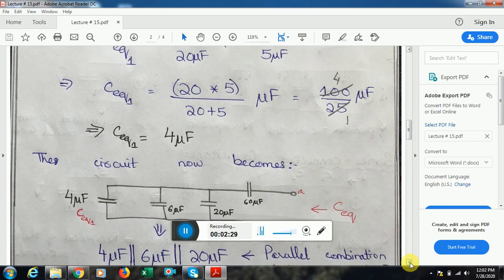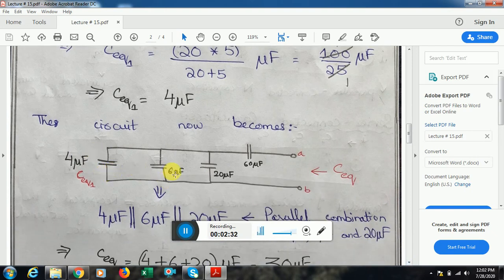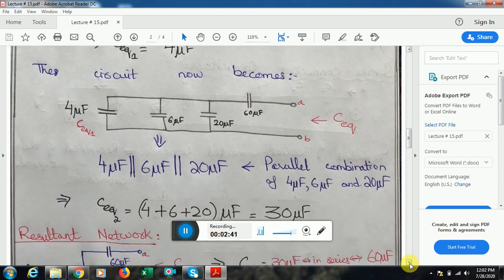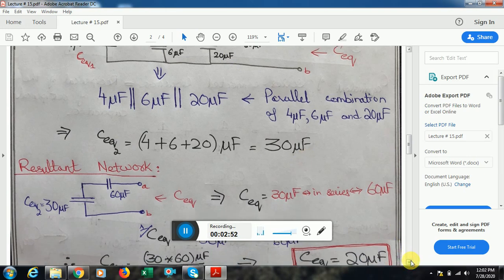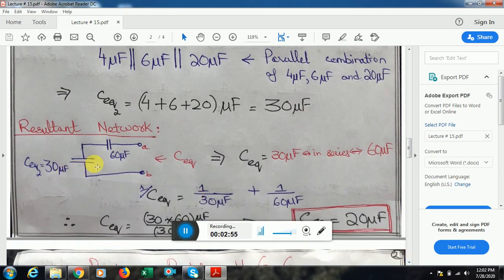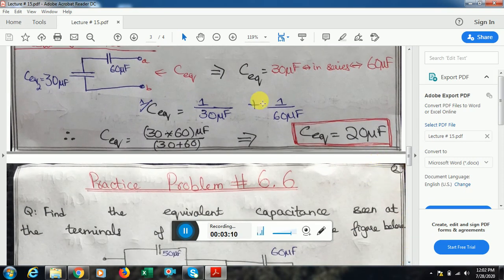Now you can see that these three capacitors, 4 microfarad, 6 microfarad and 20 microfarad, are all in parallel to each other, and the equivalent capacitance of these three will be the sum of all of them, that is 4 plus 6 plus 20, which comes up to 30 microfarad. Now we replace these three capacitors with their equivalent, 30 microfarad, and you can see that between terminals A and B, these two are in series. So we take the series equivalent of this 30 microfarad and 60 microfarad, and the equivalent capacitance is 20 microfarad at the terminals A and B.